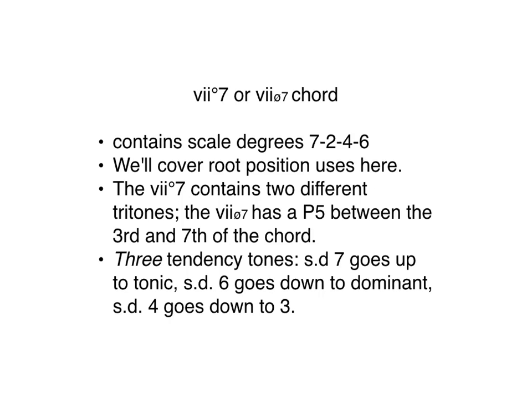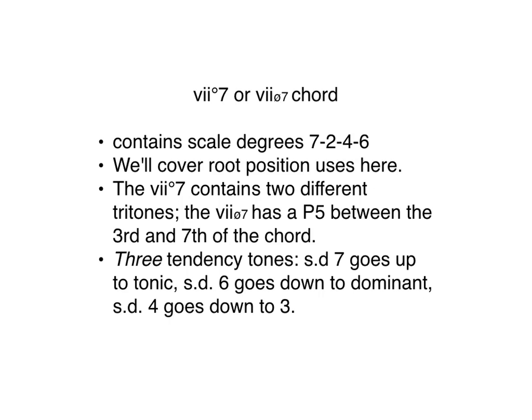Now let's look at the 7-7, both the fully diminished and the half diminished. It contains scale degrees 7, 2, 4, and 6. In this part we'll only cover root position uses. We'll look at inversions in the next part. The 7-7 fully diminished contains two different tritones. The tritone between the leading tone and scale degree 4, and the tritone between scale degree 2 and scale degree 6 in the minor key.